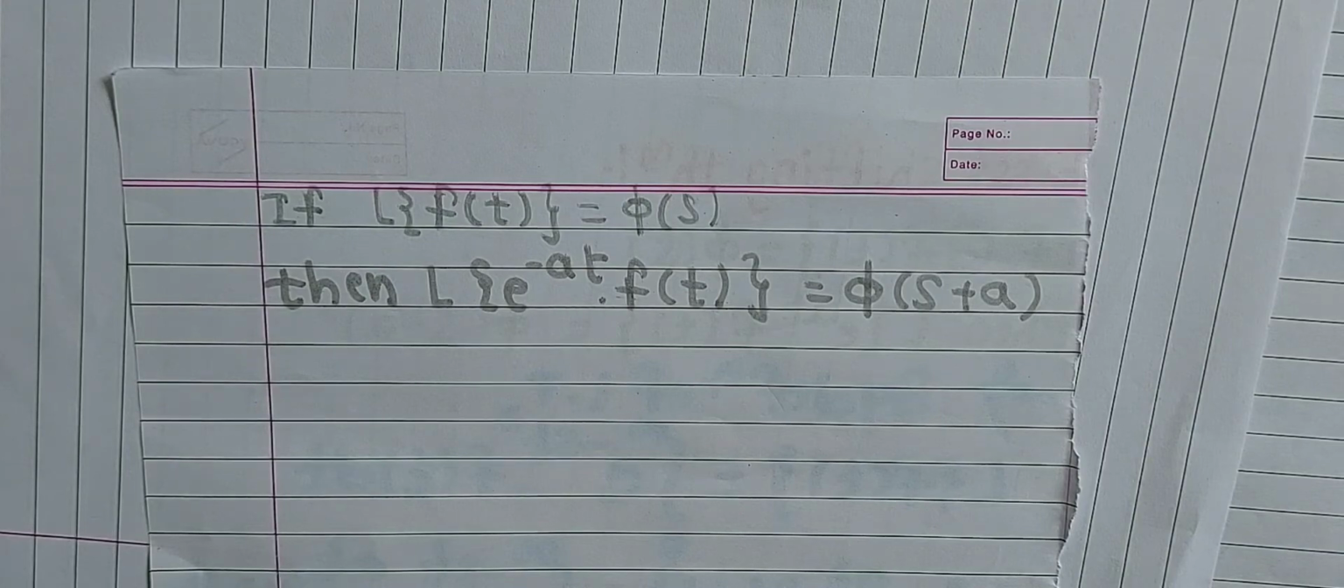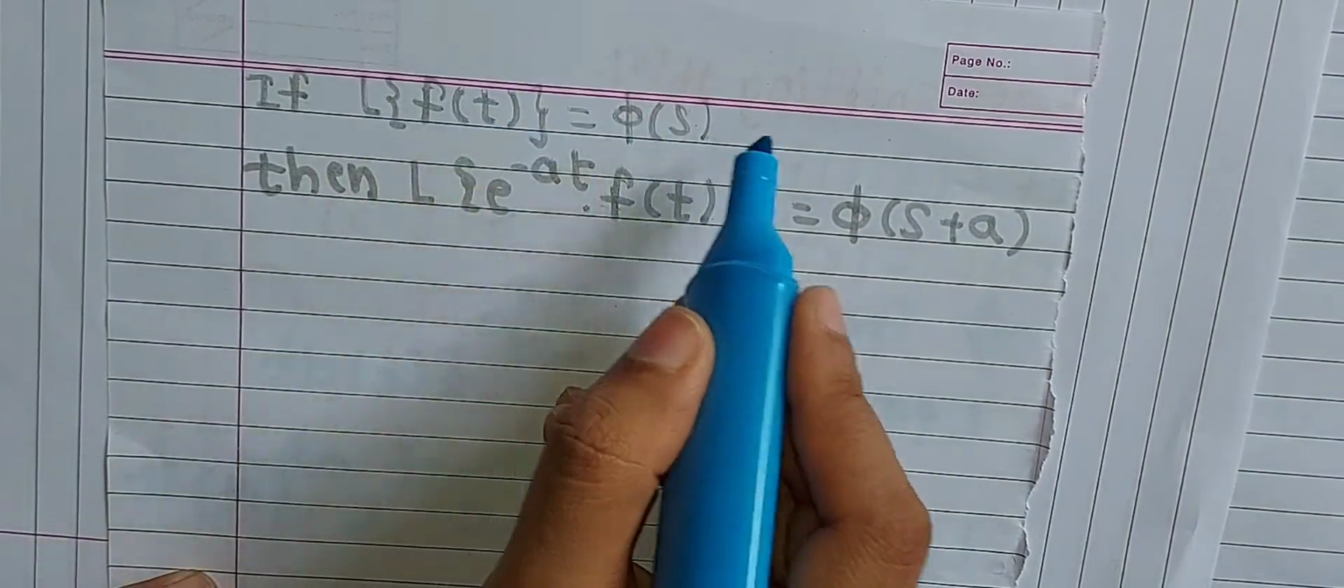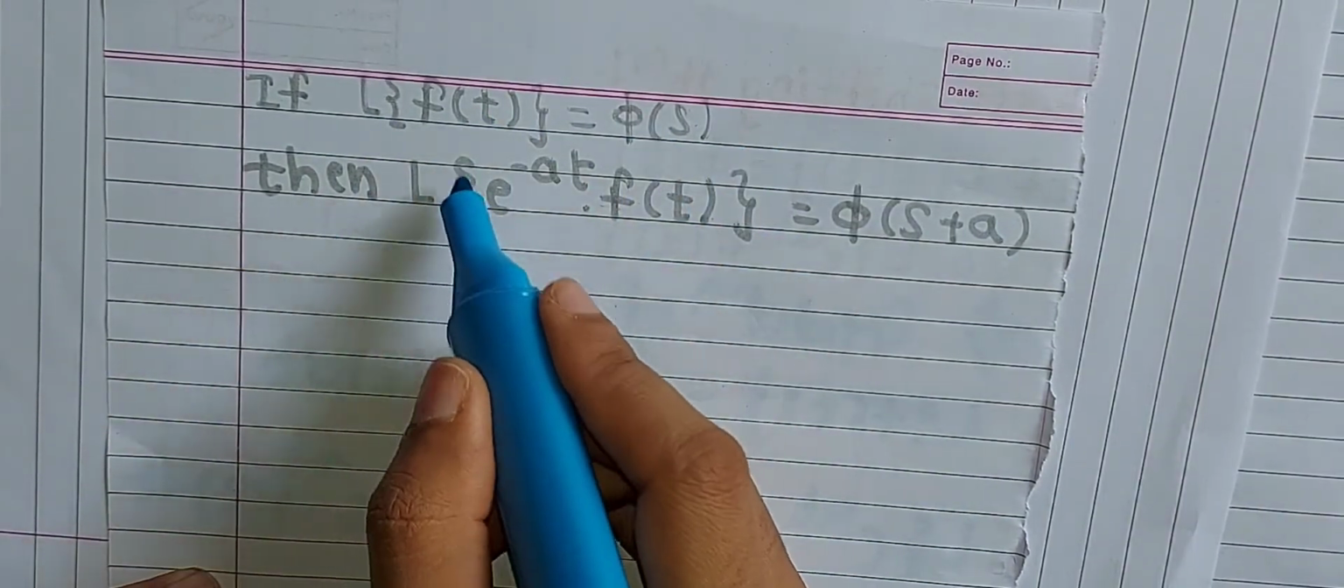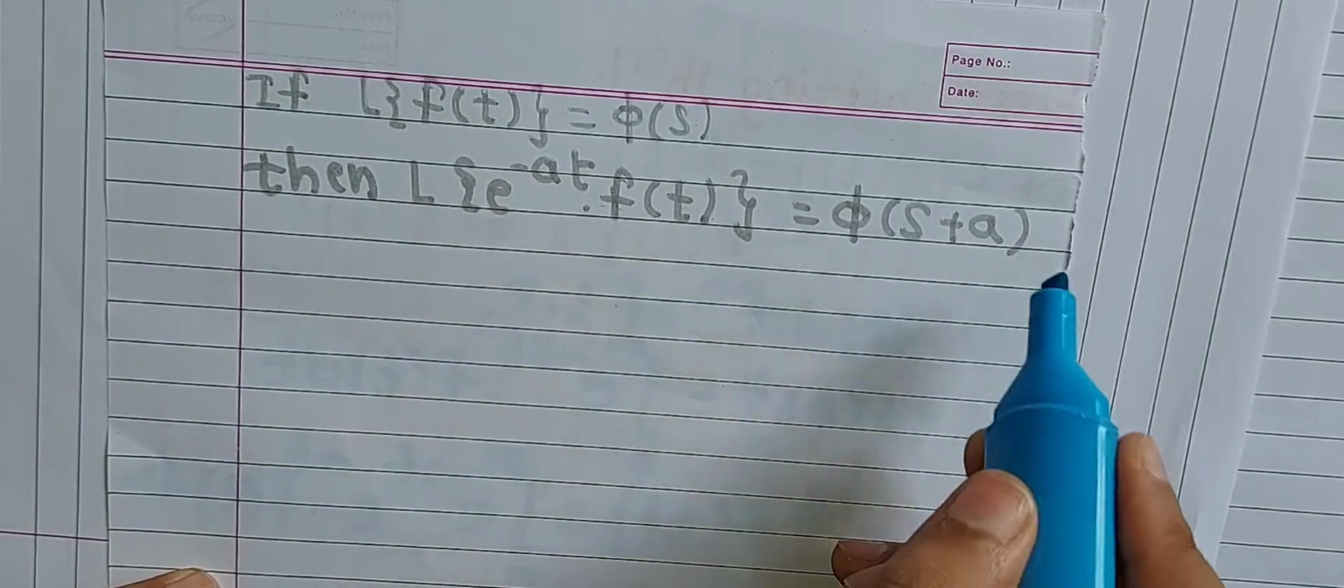Now consider the second property of the first shifting theorem. That property is, whenever the Laplace transformation of f of t is equal to some phi of s, then the Laplace transformation of e raised to minus at into f of t is equal to how much? Phi of s plus a.